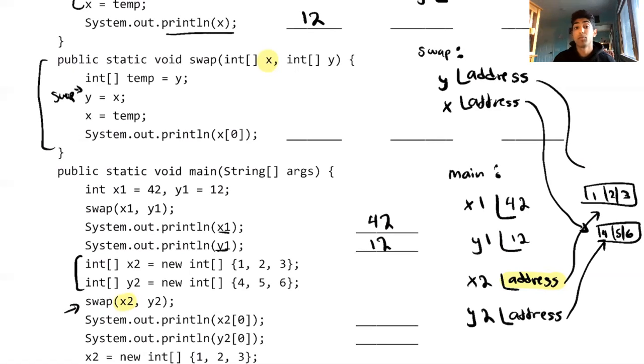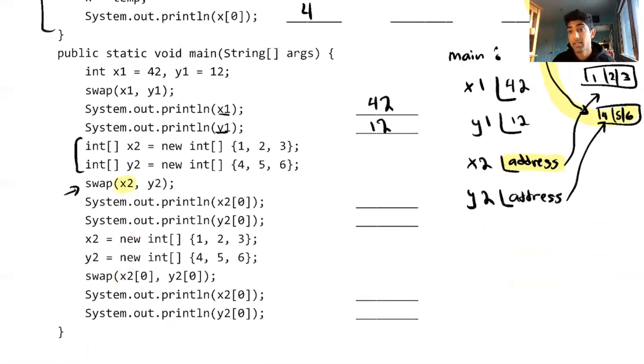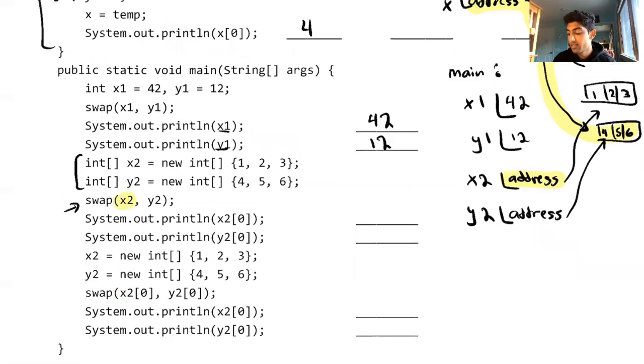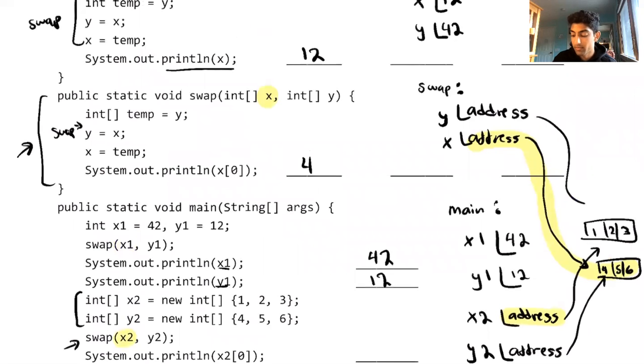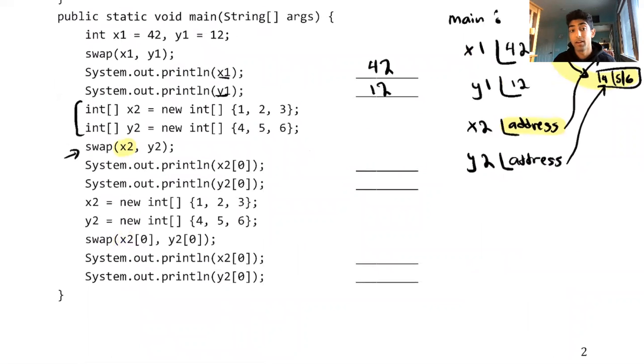And then we print out x of 0. What is x? x is this array, so x of 0 is going to be 4. But what's very important to note, similar to the last part, is that after swapping x and y in the scope of this function, we haven't changed x2 and y2 in the scope of the main function. So x2 of 0 and y2 of 0 are unchanged. So we put 1 and 4, respectively.